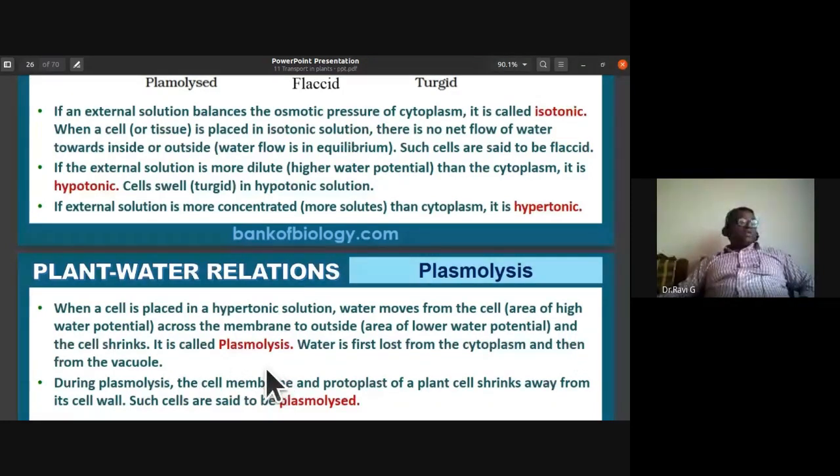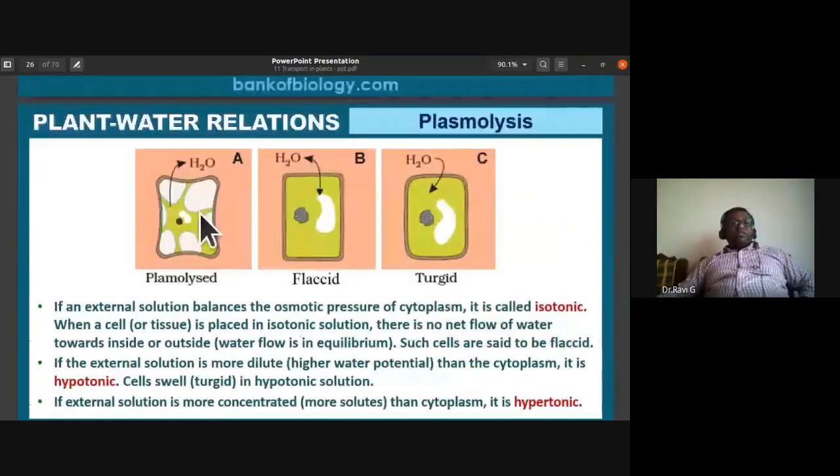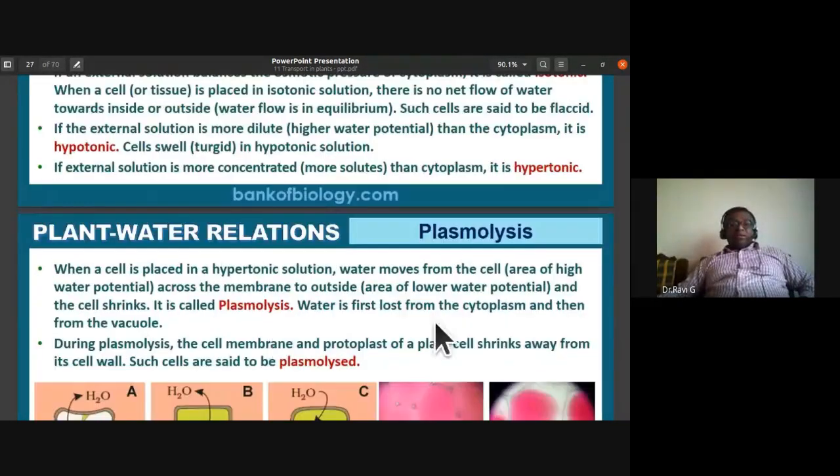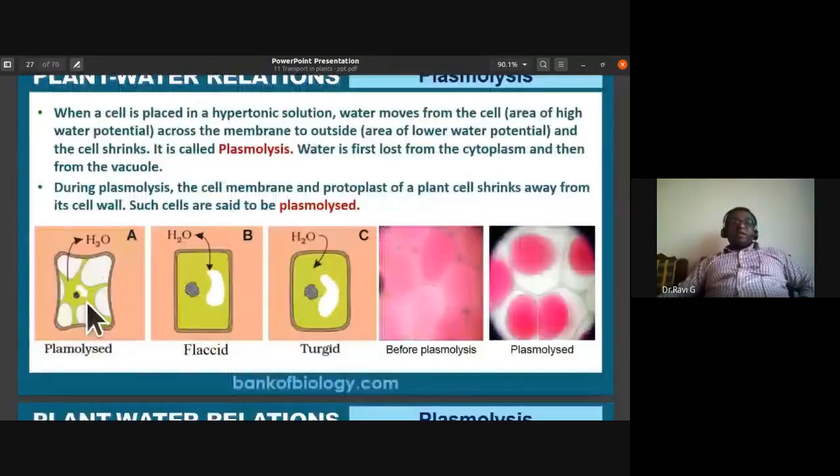The shrinkage of a cell, whenever it is placed in hypertonic solution, we call plasmolysis. Water is first lost from the cytoplasm and then from the vacuole. So during plasmolysis, the cell membrane and protoplast of a plant cell shrink away from its cell wall. Such cells are said to be plasmolyzed cells.